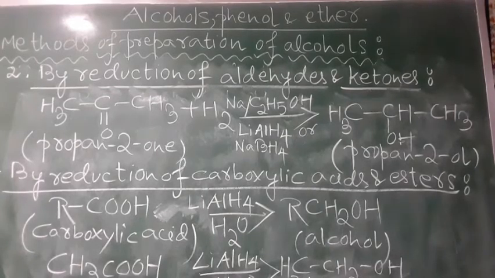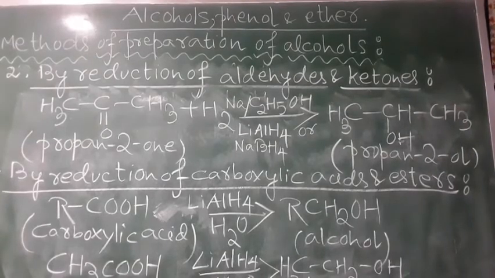The next method that we are going to discuss is by reduction of carboxylic acids and esters. You see the general formula I have taken, RCOOH. Let me tell you one thing, students: COOH is the functional group of carboxylic acid. When it is treated with lithium aluminium hydride, it forms alcohol. Similarly, acetic acid, when it is treated with lithium aluminium hydride, forms ethanol.